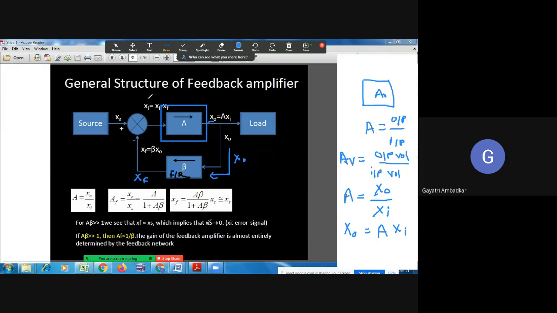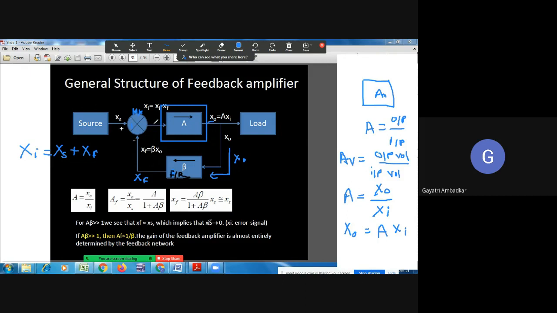Now this is given to your mixer. This is your mixer. Mixing process is happening. So the input signal and the feedback signal are mixed here. Now suppose the input signal XS and the feedback signal XF are in phase. They are in phase. Then the input to the amplifier becomes XS plus XF.